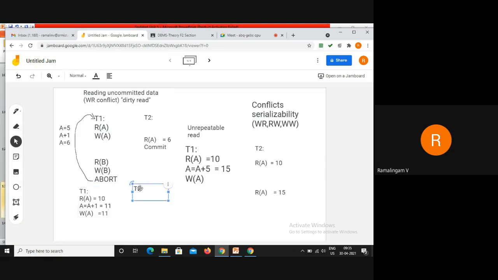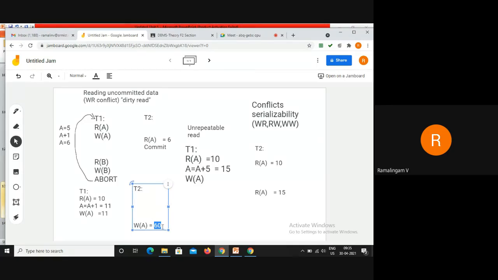Here in T2, after write of A, it has the value 60. Here we are reading a value A, and in between we do some operations. After writing A, the value is changed into 60. So the value of A is 11 in transaction 1, and in transaction 2 the value of A is 60.